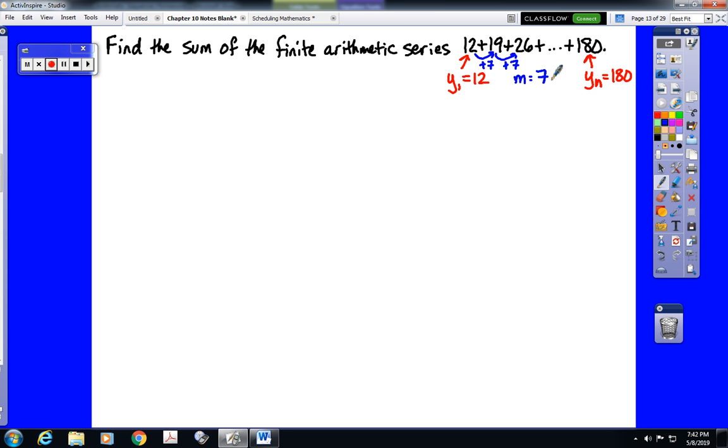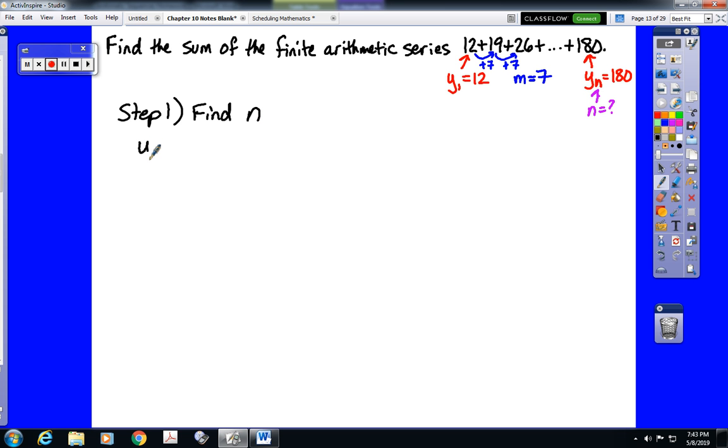Now there is one very important thing missing that we do not know, and that is we do not know what n is. So we have basically a two-step process here because we can't find the arithmetic series without knowing how many terms we're adding. So our first step is to find the term number n of y sub n.